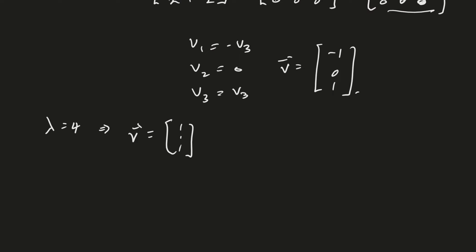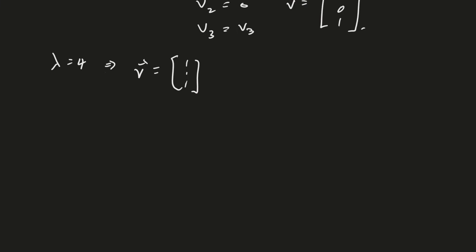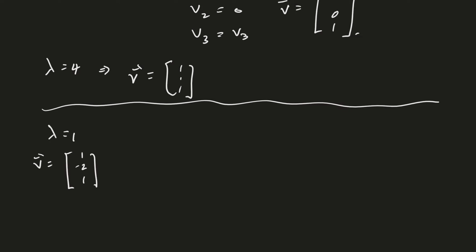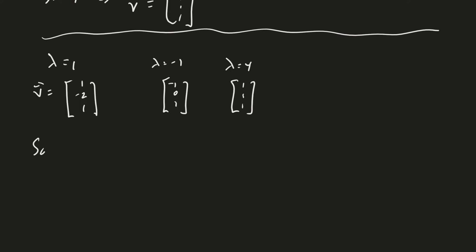Okay. And so now let's summarize what we have here. We have lambda equals 1, and then we have the eigenvector. What was it? 1, minus 2, 1. Lambda equals minus 1, and then we have the one we just did, minus 1, 0, 1, and lambda equals 4 gave us 1, 1, 1.